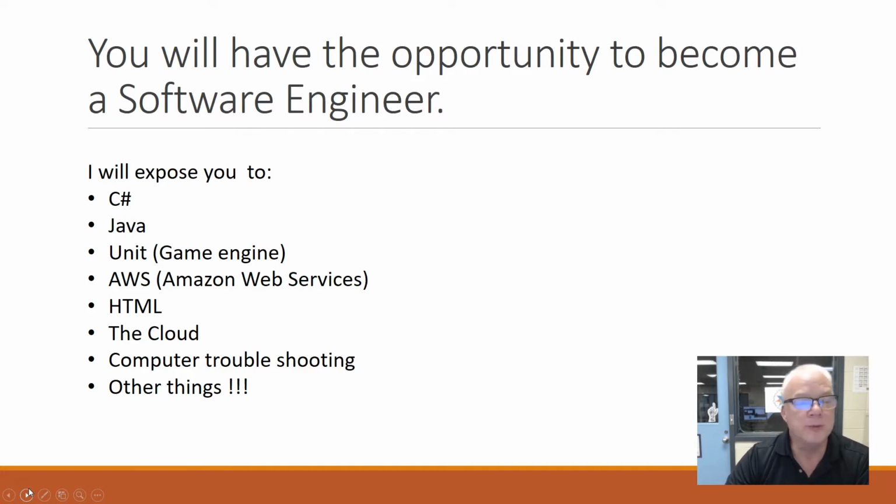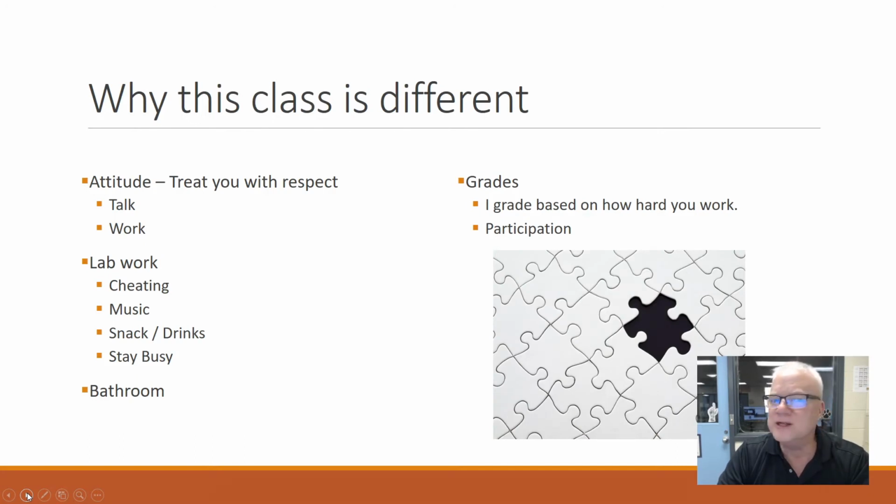If you're in my computer programming classes, you're going to see here a whole list, but this list is not only things we're going to learn, but C Sharp and Java, Unity, it says unit on there, that's not correct. Unity, which is a game engine, Amazon Web Services, HTML, the cloud, all of the things that are out there in the cloud, that's part of that Amazon Web Service piece. Computer troubleshooting, how to handle a computer when you're having problems with it, and a lot of other things that we learn here in this class. It's what makes this class so much fun, is that we're not tied to ancient technology or old ways of thinking.